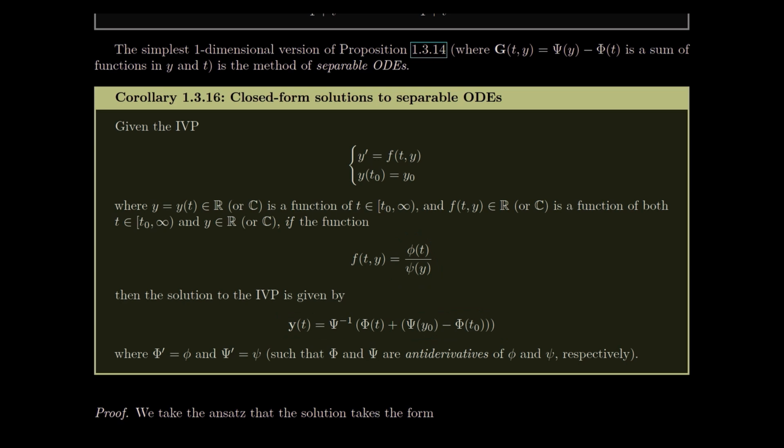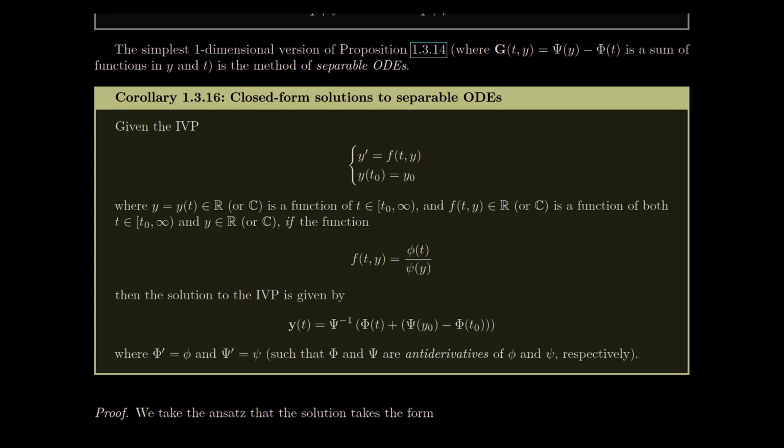That solution formula is the following. Solution y is the inverse function of the antiderivative of psi. Whatever that was, you find an antiderivative, you calculate its inverse, and then you act that inverse function on capital Phi, the antiderivative of lowercase phi, evaluated at t, plus capital Psi, the antiderivative again, at the initial condition, minus capital Phi at the initial condition. And then all of these terms are inside of capital Psi inverse.